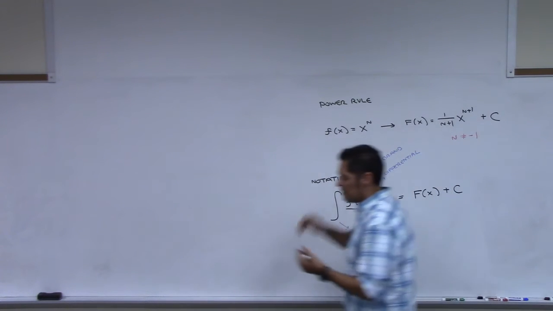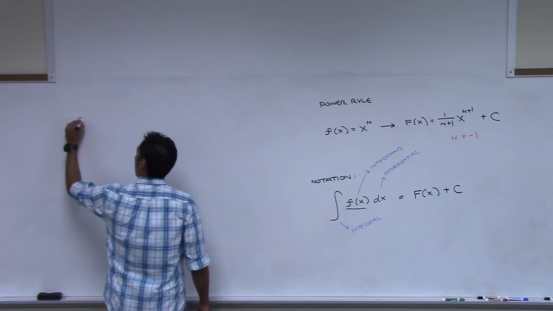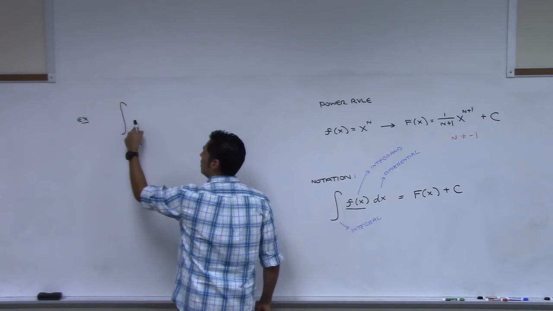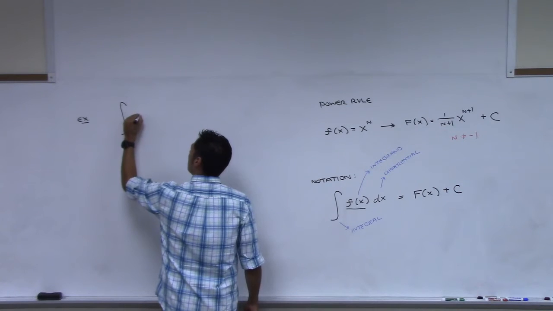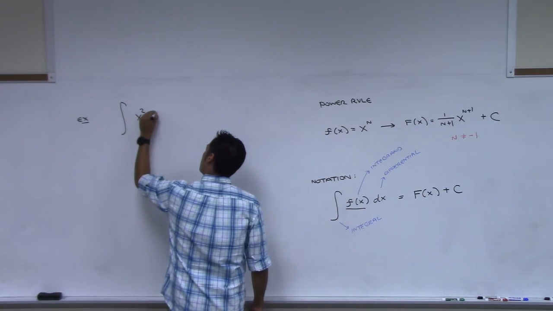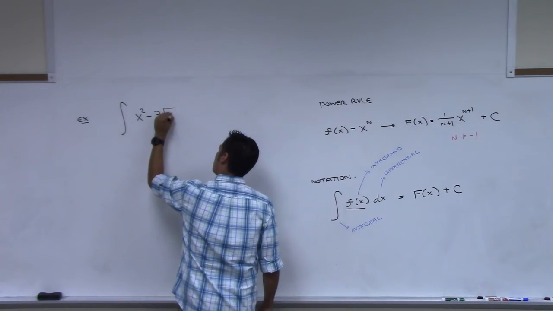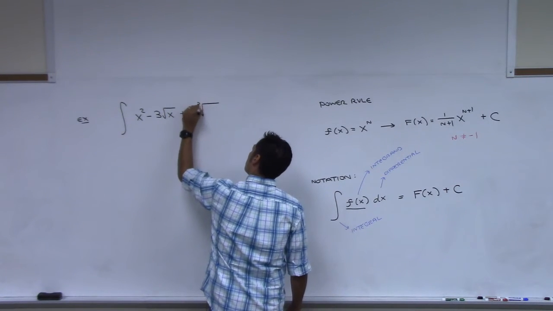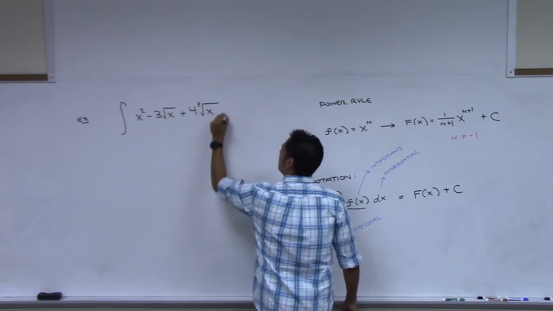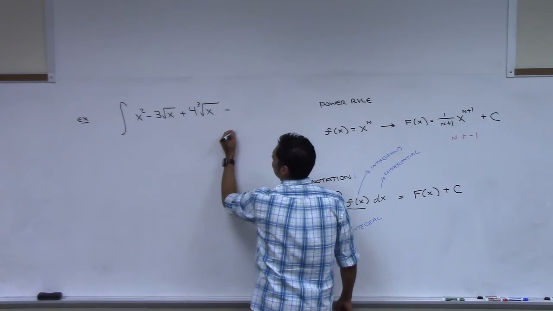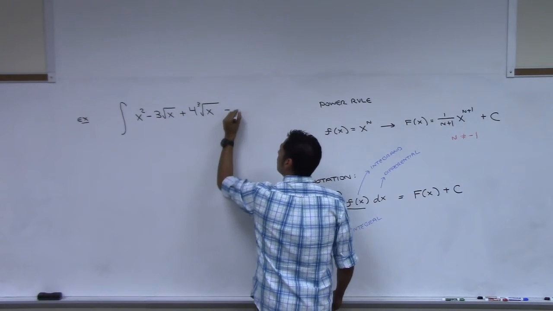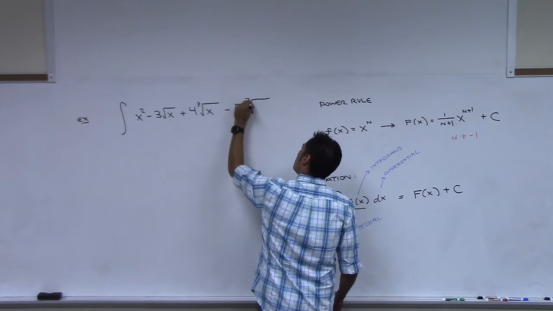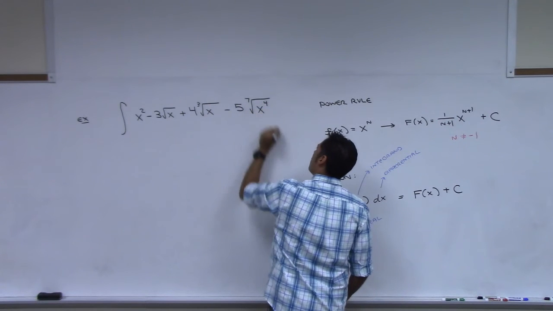So how about this? Here's an example. I want us to find the antiderivative of x squared minus 3 square roots of x plus 4 cube roots of x minus 5 seventh roots of x to the 4th.